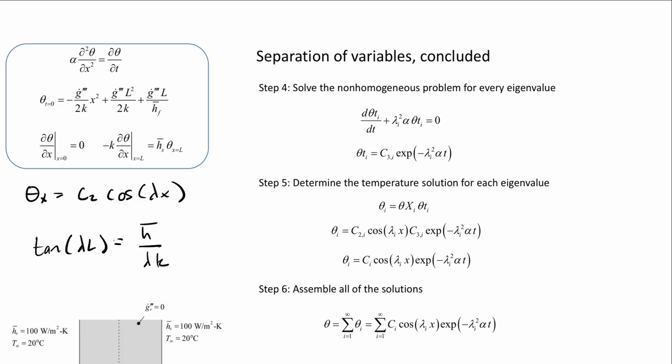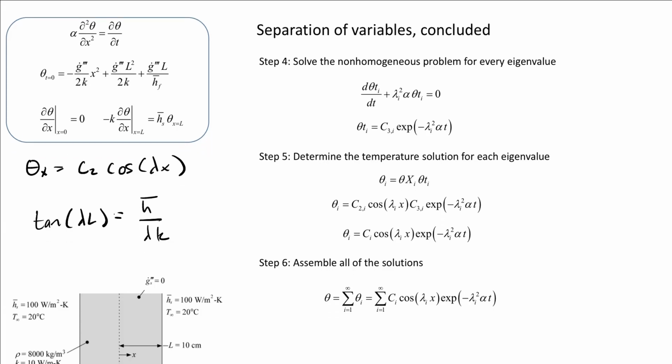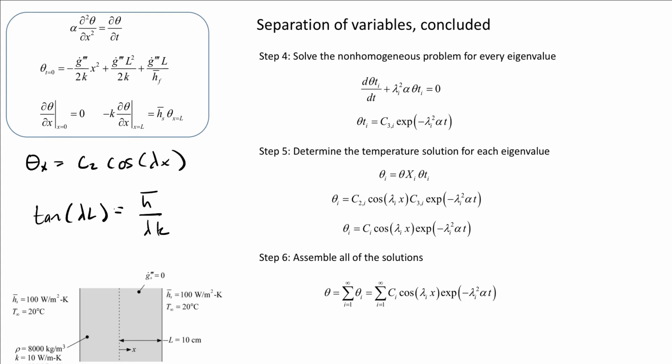Okay, so we are this far. Now our task is to solve the non-homogeneous problem. And remember, the non-homogeneous problem here was the function of time. And why is it non-homogeneous in time? Well, because we have an initial condition in which there are things that appear that are not multiplying time or its derivatives.